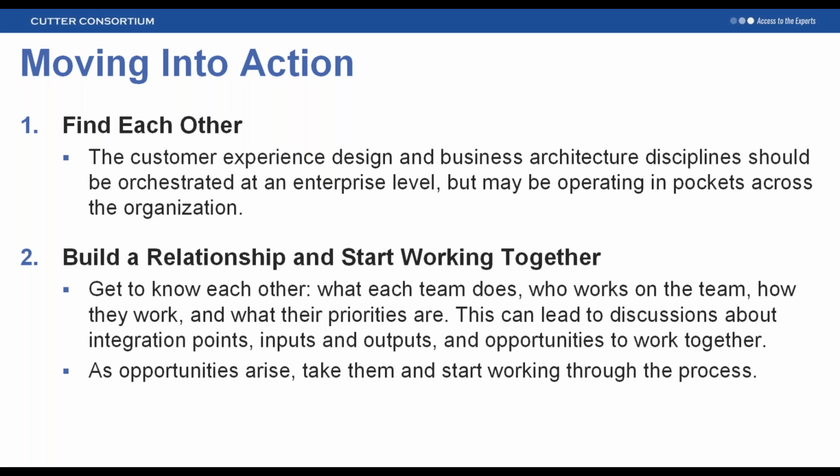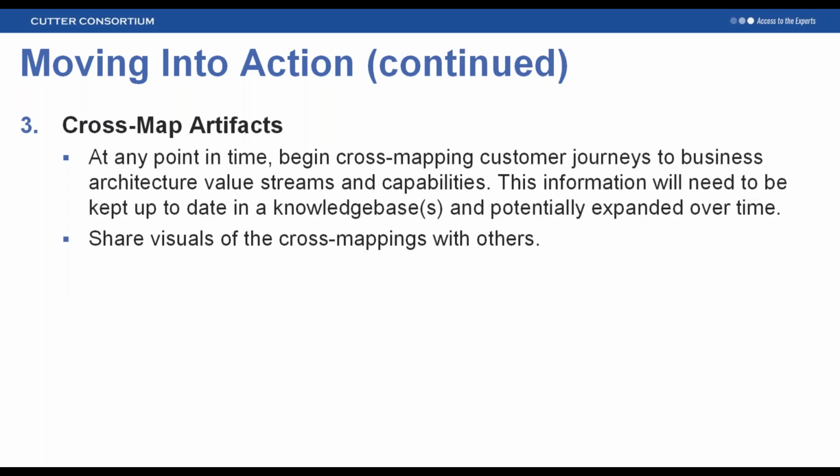So, for example, as a customer experience design might be, let's say, reworking a journey or parts of a journey, align the business architecture value streams and capabilities to that, and then start translating those changes through the architecture into initiatives together. Cross-map your artifacts, as I was showing in pictures today, but the information will ideally be captured in a knowledge base that you can maintain over time. And so again, as we saw, the key relationship is customer journey phase to business architecture value stream stage and capabilities. And share visuals of the cross-mapping with each other, with others, so that they know these disciplines do work together and here's how.